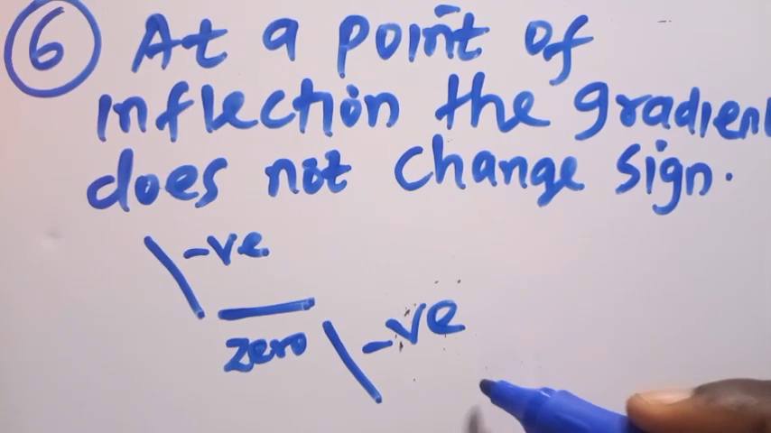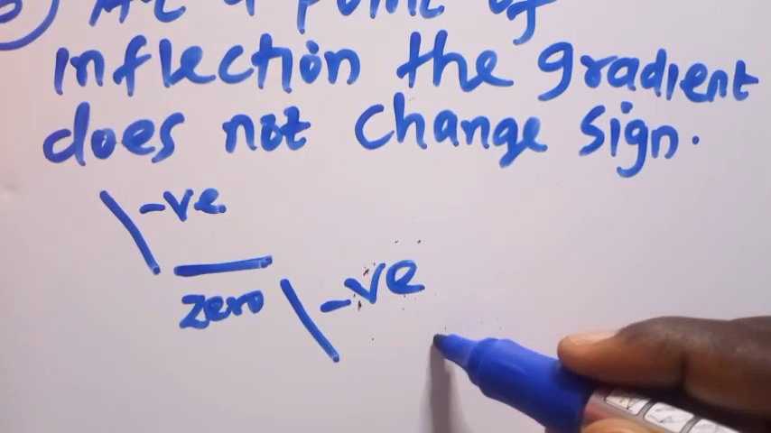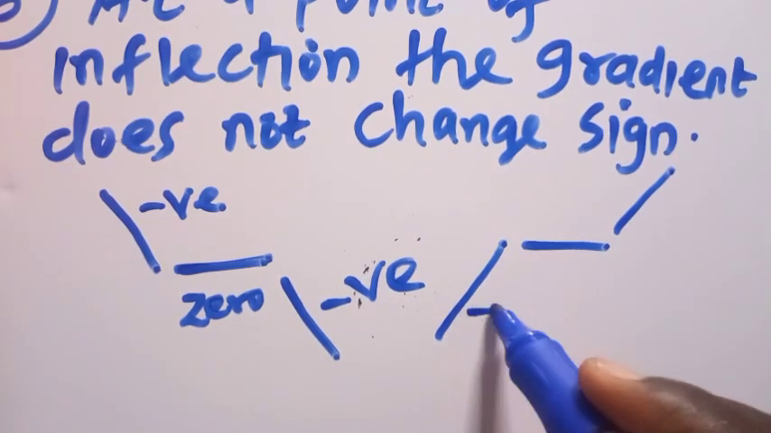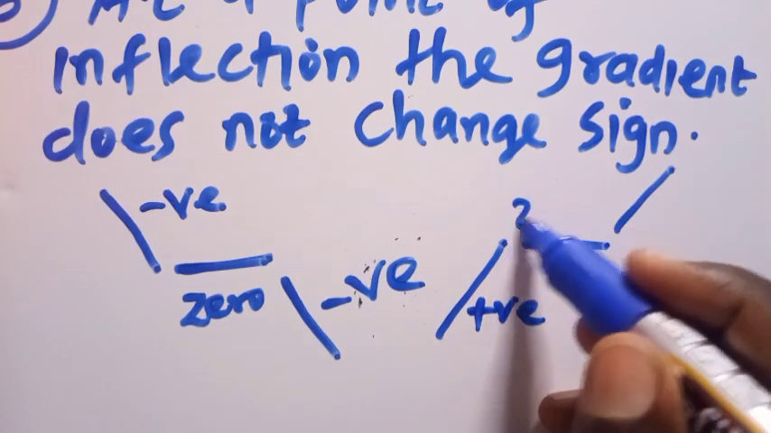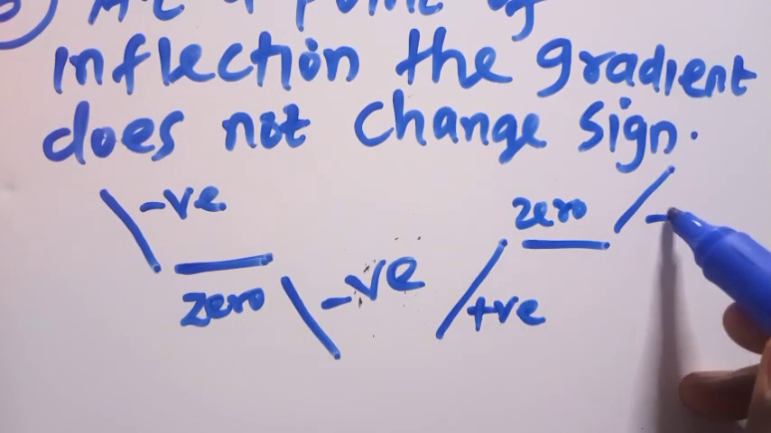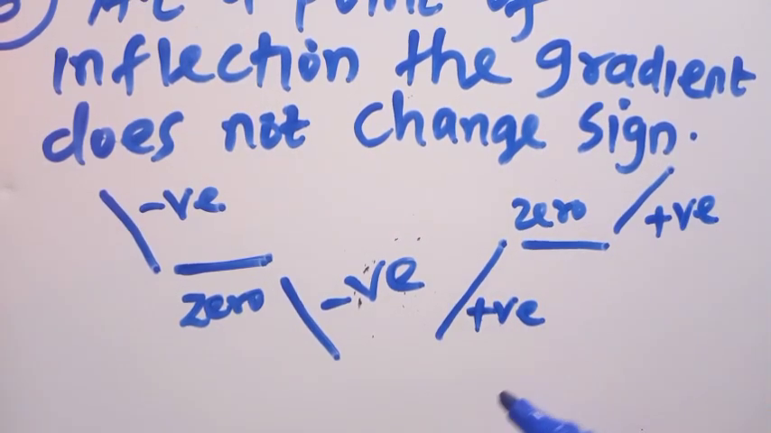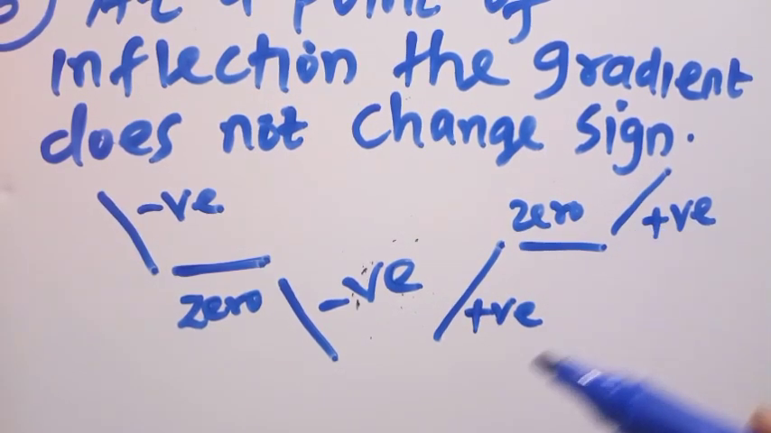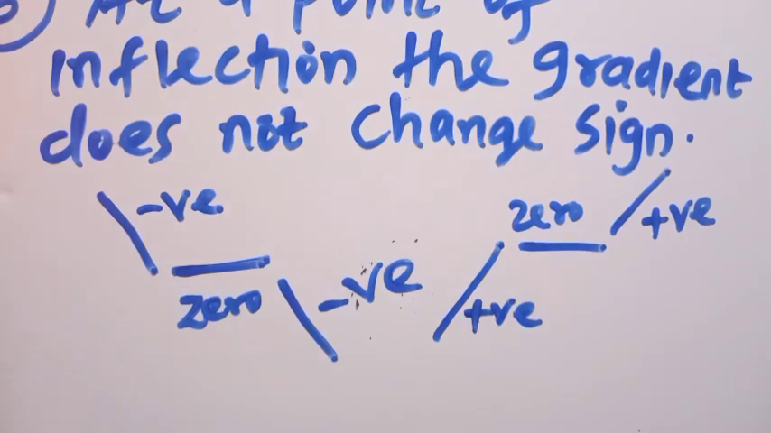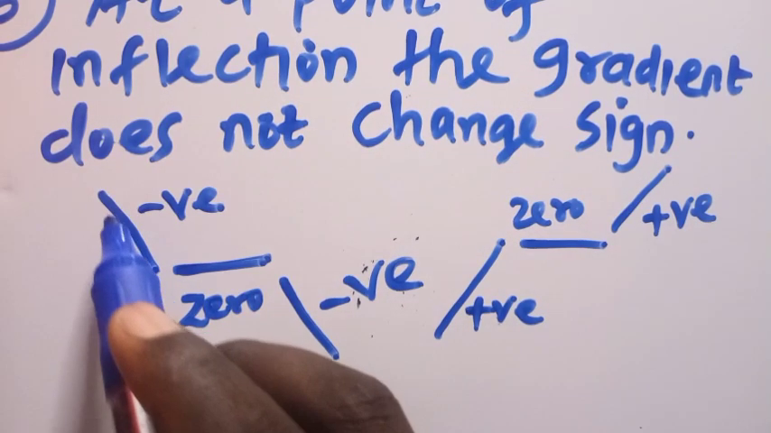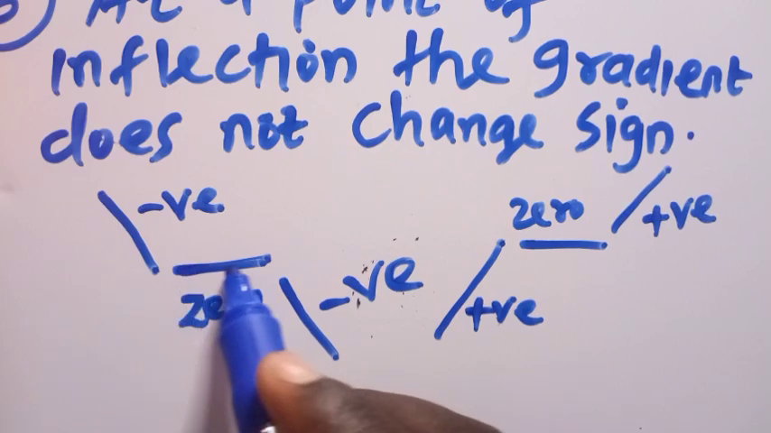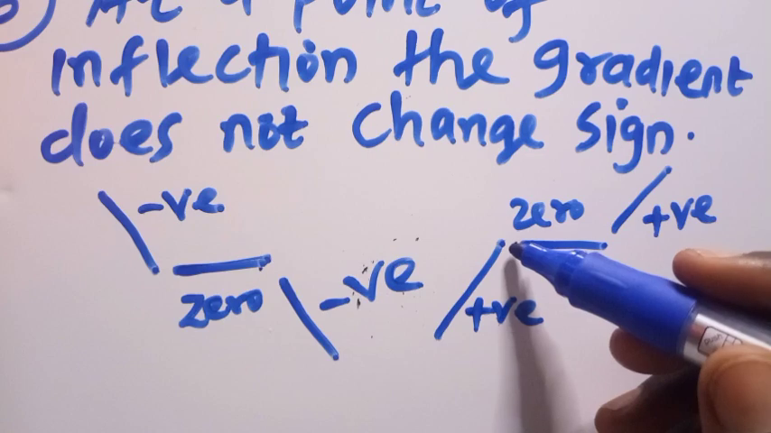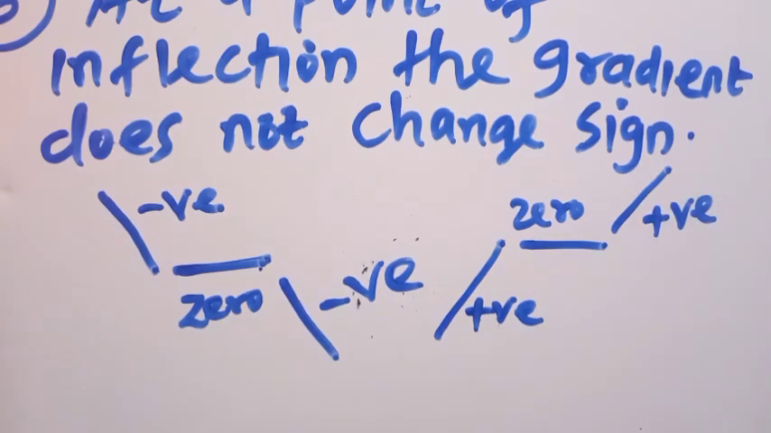Or it can also be positive, 0, then positive. That is, it is positive at this point, then at this point it is 0, then at this point it is positive again. So the gradient at the point of inflection does not change sign. It can be from negative to 0 to negative, or from positive to 0 to positive.